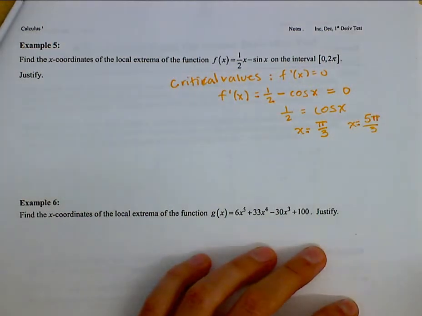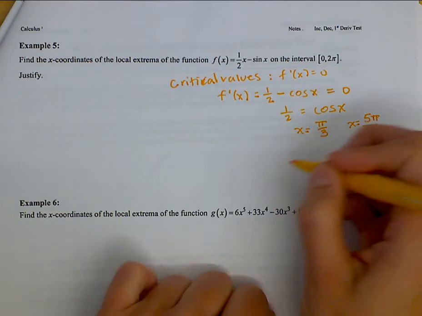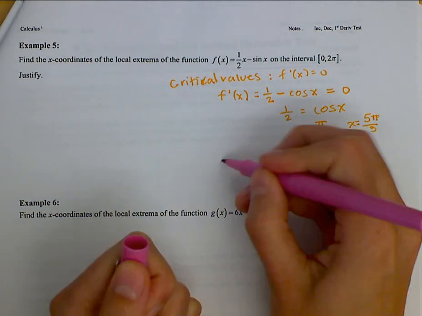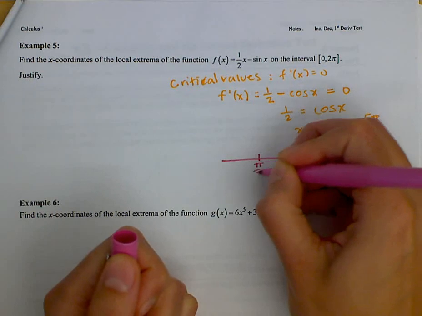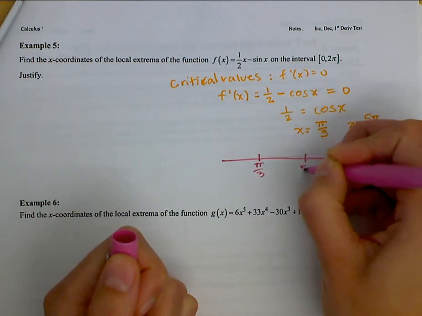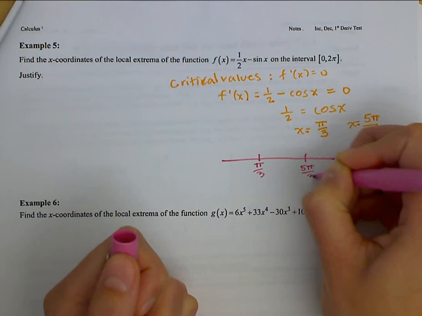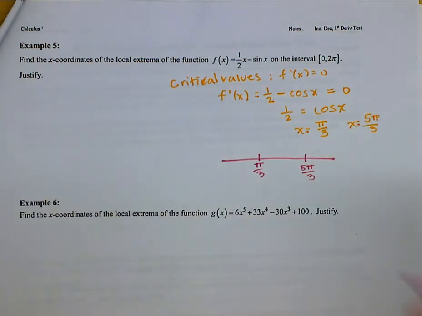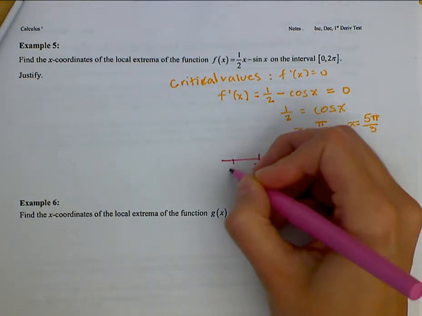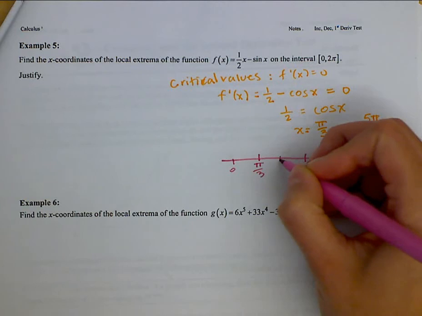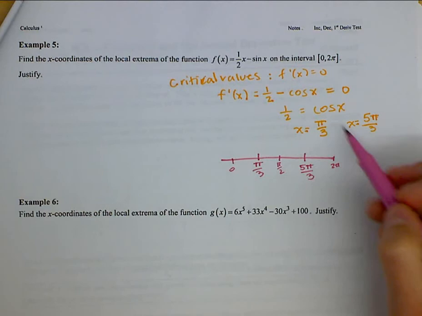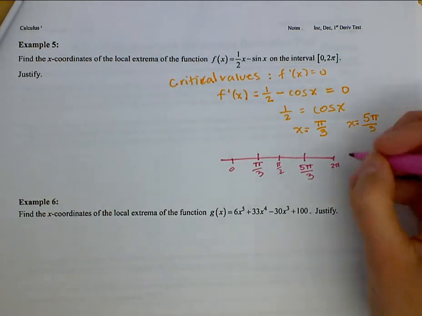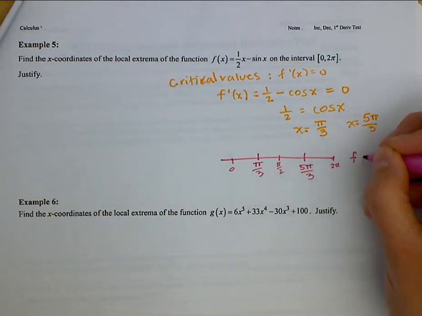Okay, so you can use these points to make our little number line, at pi over 3 and 5 pi over 3. You can plug in various numbers. So here we could plug in 0, pi over 2, and maybe 2 pi. Easy things to evaluate here. And remember, we're thinking about this in the derivative.